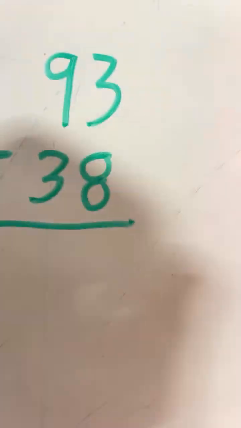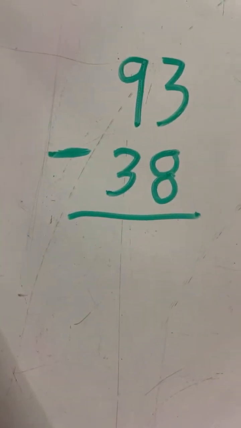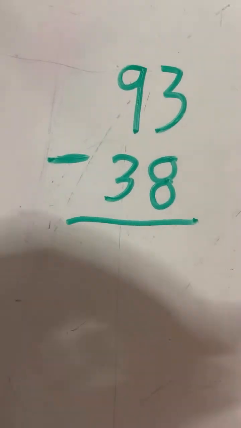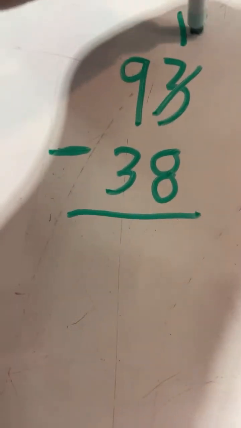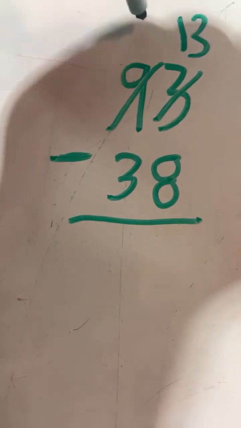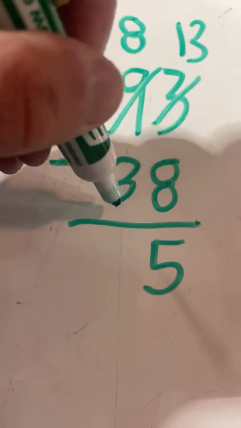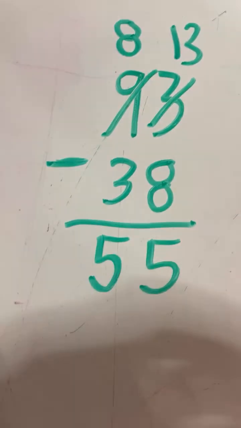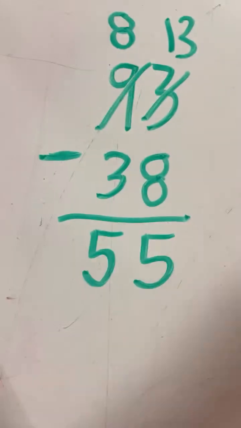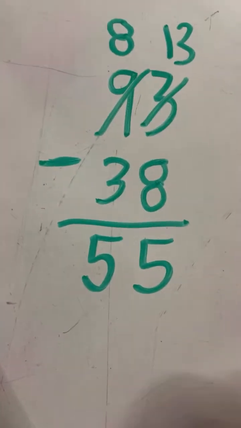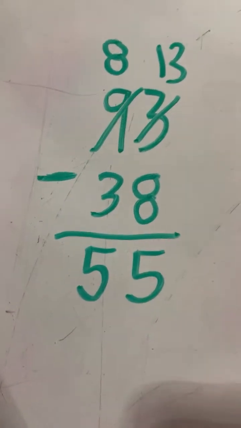All right, next example problem here. 93 minus 38. You cannot start out with 3 and take away 8, so the 3 is going to become a 13. And the 9 is going to become an 8. 13 minus 8 equals 5. 8 minus 3 also equals 5, and we have our final answer. 93 minus 38 equals 55.